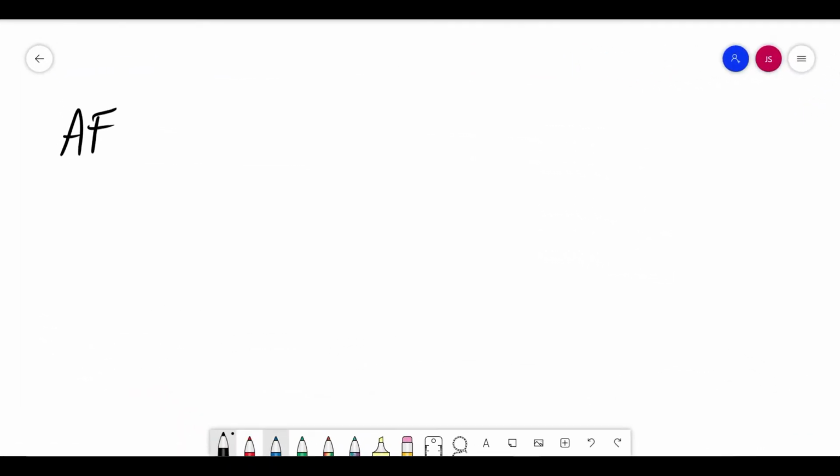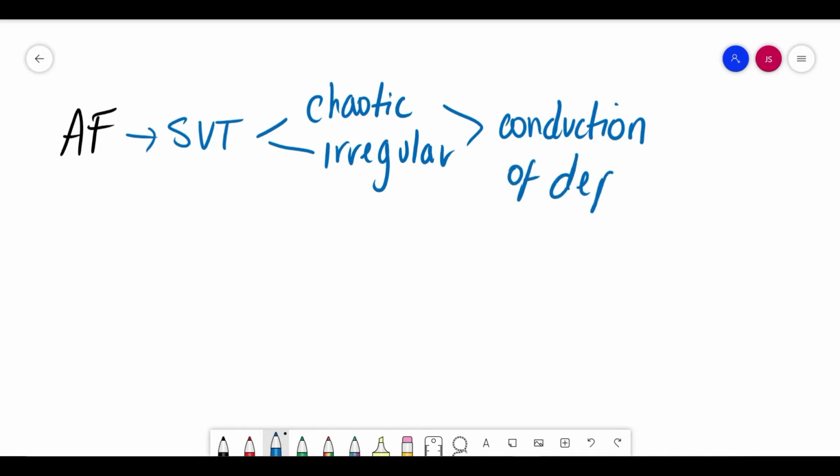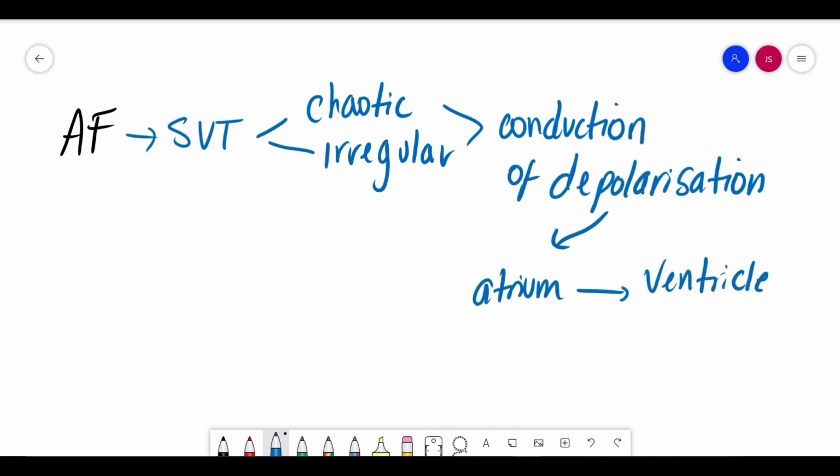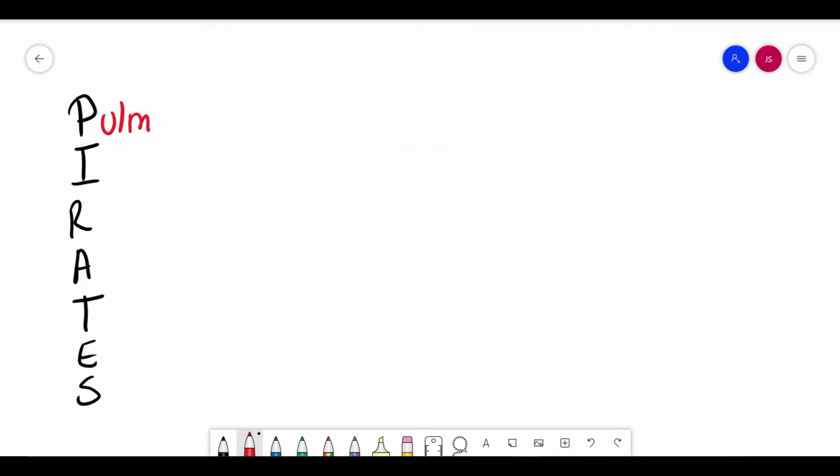I like to start every video with a definition. So AF is a supraventricular tachyarrhythmia. It's usually a chaotic, irregular conduction of depolarization. Atrial fibrillation, or AF, is usually caused by PIRATES, and you'll see in a bit what I mean. PIRATES is an acronym used to remember all the causes of AF.